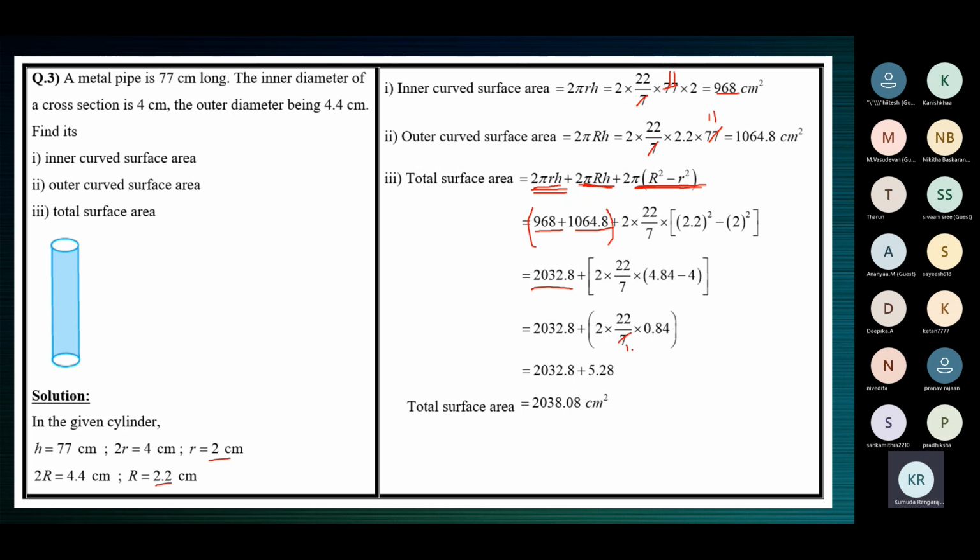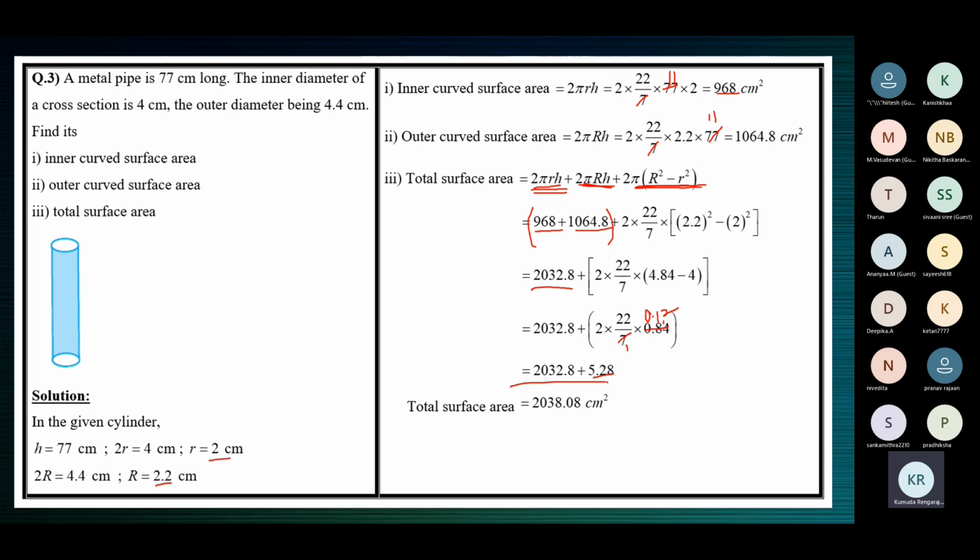Tables of 7. 7 ones are 7. See, if you're not comfortable with 0.84, write it as 84 by 100. This shouldn't be difficult. So 7 ones are 7, 1 is the remainder, 7 twos are 14. So that product 44 into 0.12 will give us 5.28.